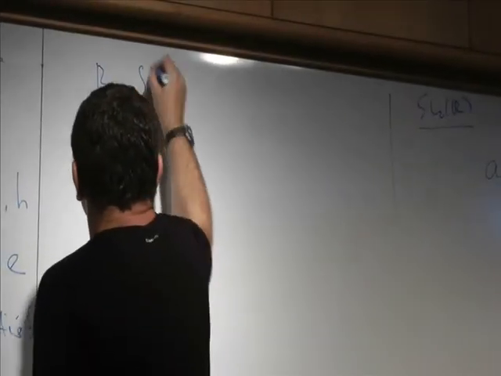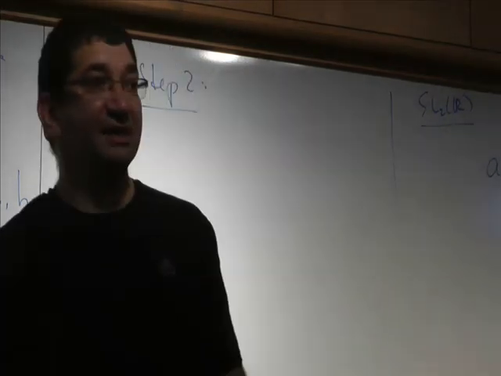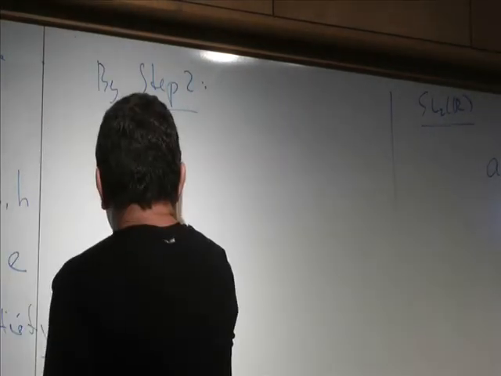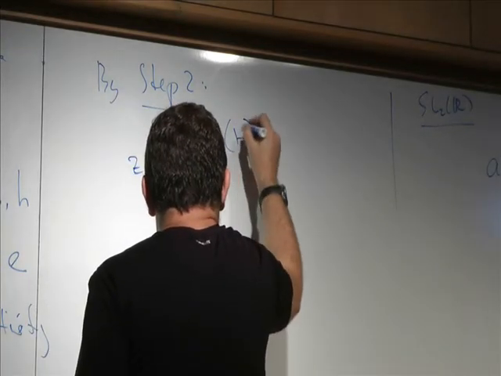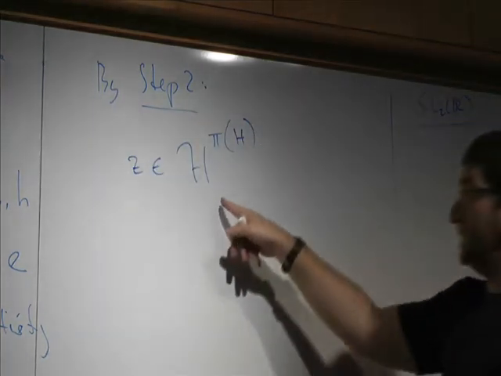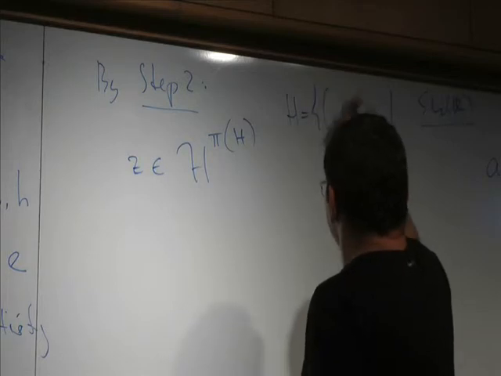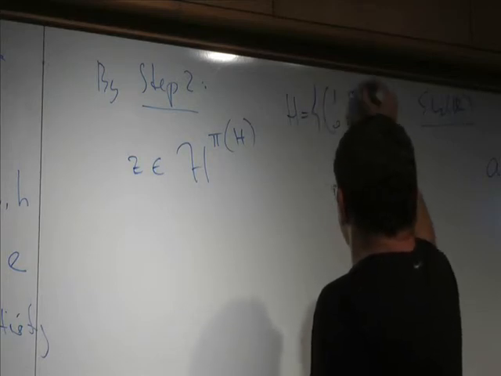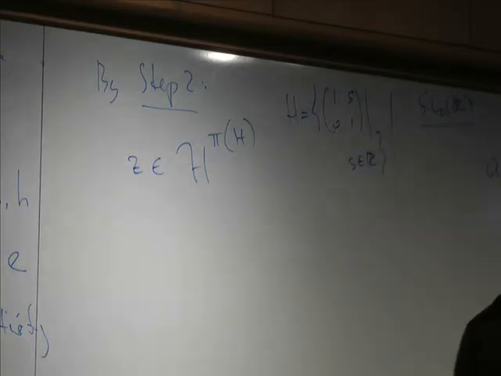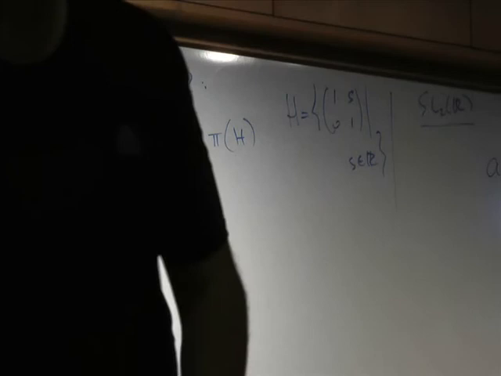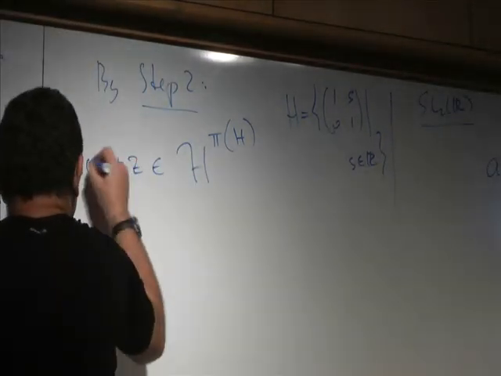Now by step 2, what do we know? Z is fixed. Z belongs to the Hilbert subspace of vectors fixed by the group H. H is going to be this whole group of all of those guys. Okay? This is what we've got. And this is a non-zero vector.